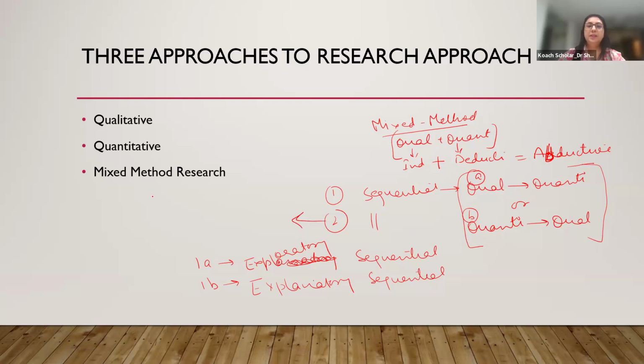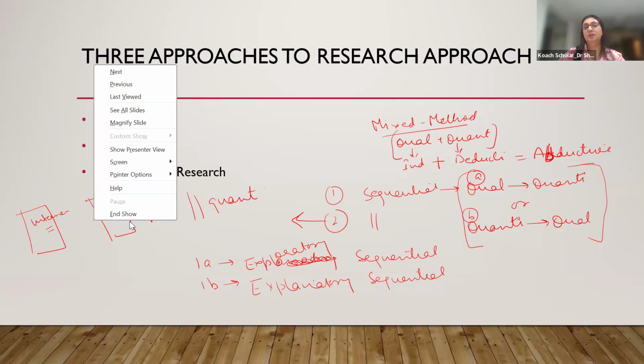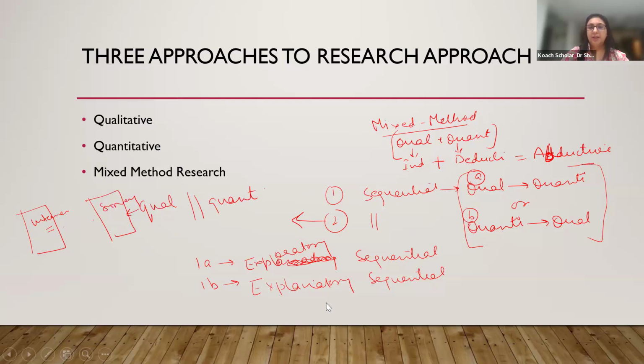Under parallel, there is a possibility that you may do qual in parallel with quant. What happens there? You conduct a semi-structured interview with that respondent first. Parallelly, you also give him one survey to fill up. So two research are going on parallelly. That is a parallel mixed method research. So you have sequential and parallel. Now, let me give you an example in exploratory sequential.